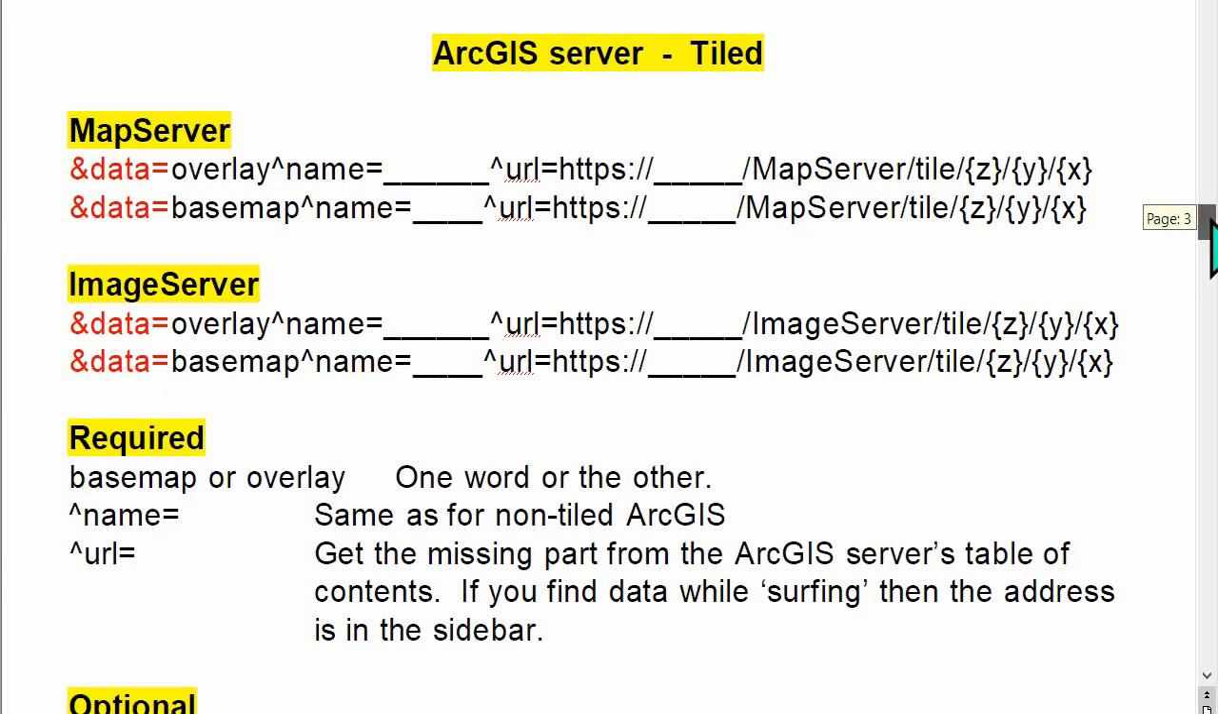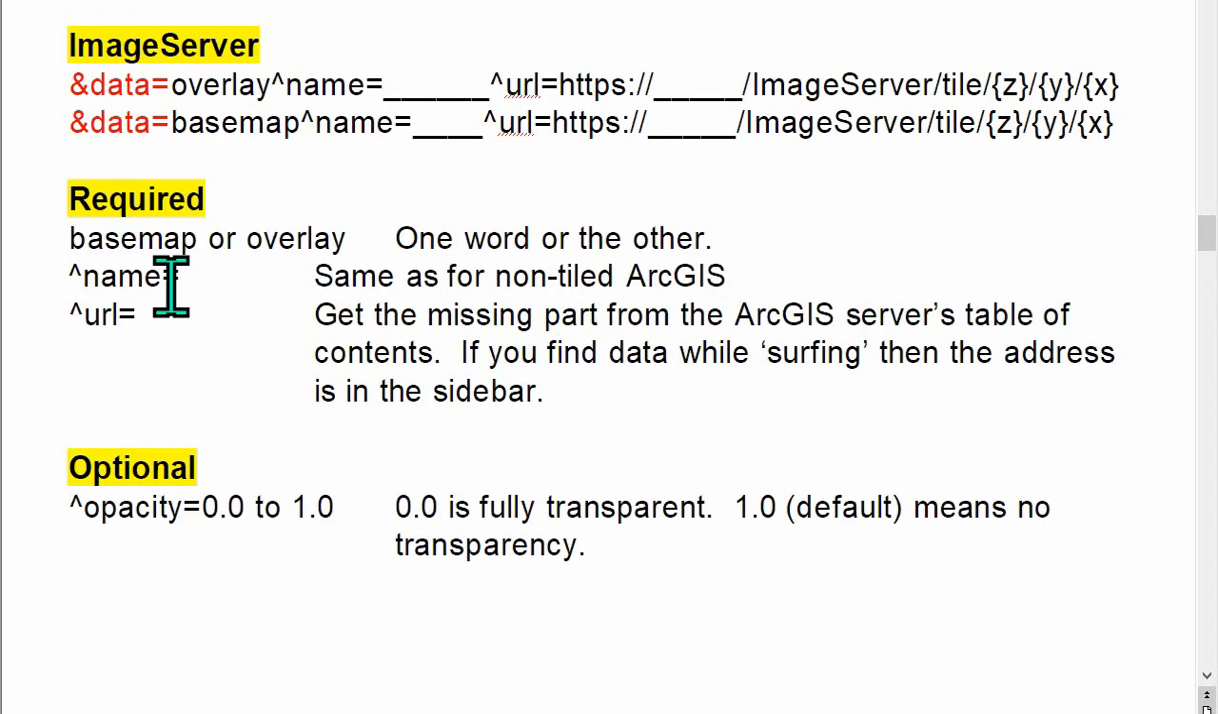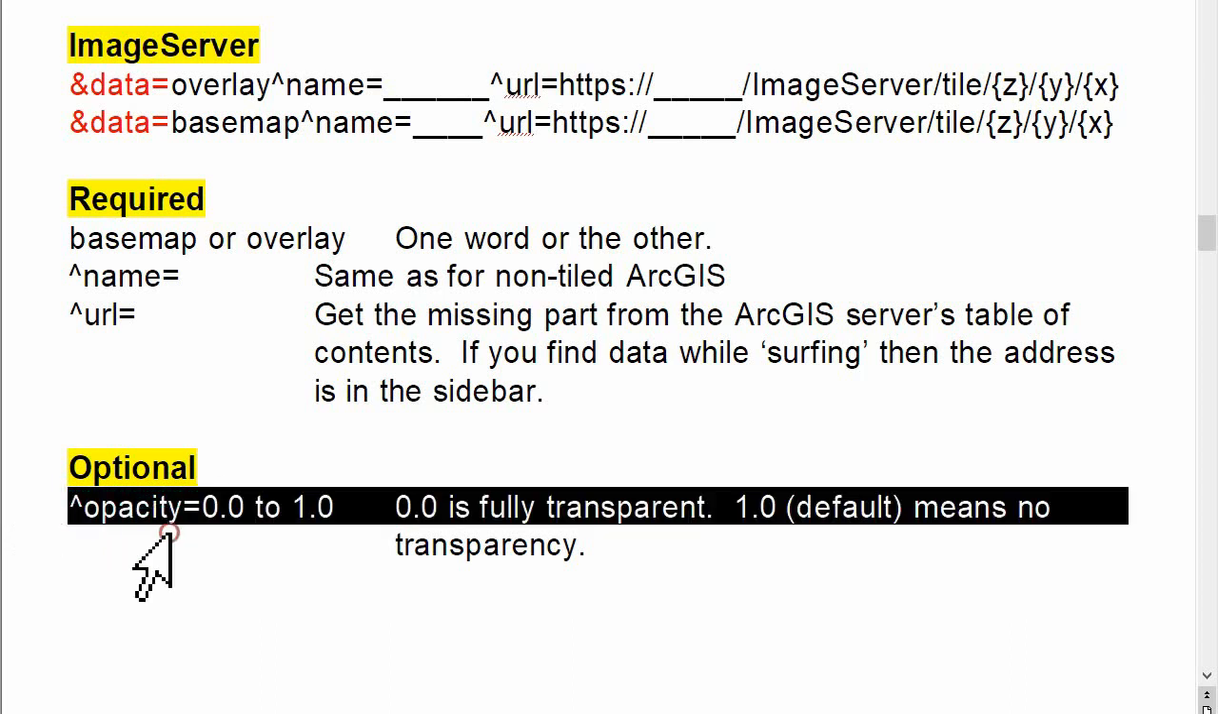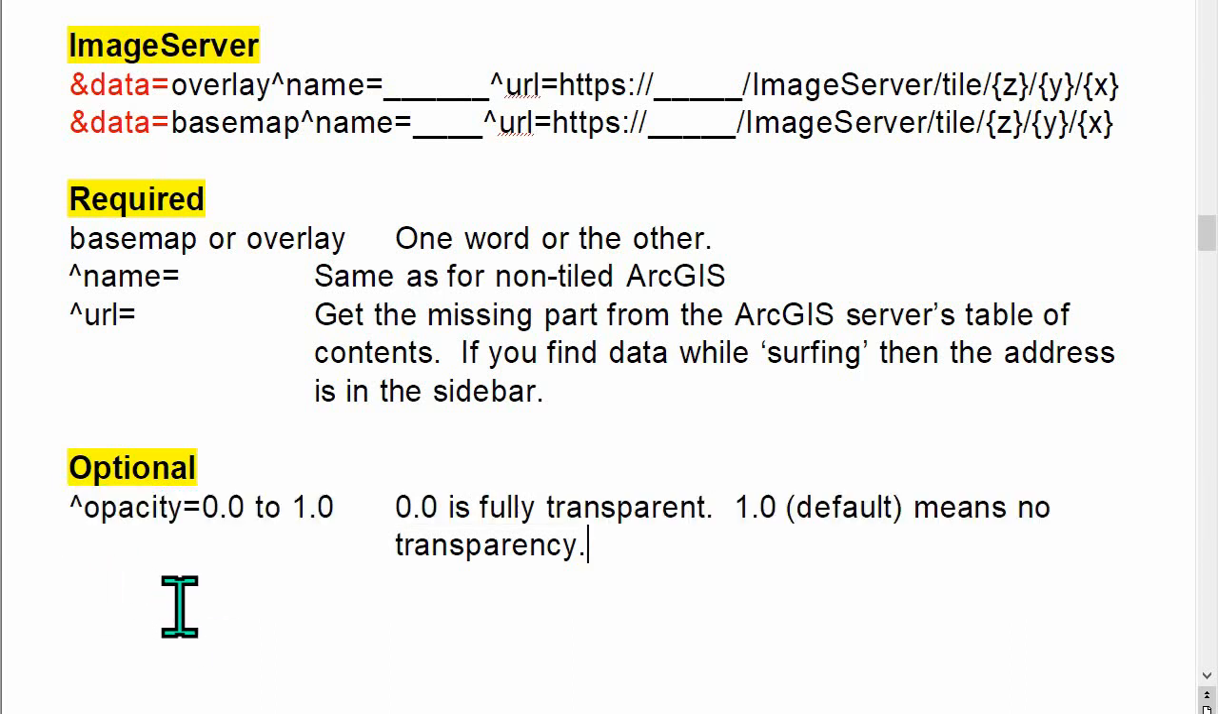I'll scroll down just a bit here. The required information is the word either base map or overlay. You have to make up a name, just like we've been doing, and you have to provide the address on the server for where the tiled data can be found. As an option, you can add some transparency like I did on an earlier map in this video.